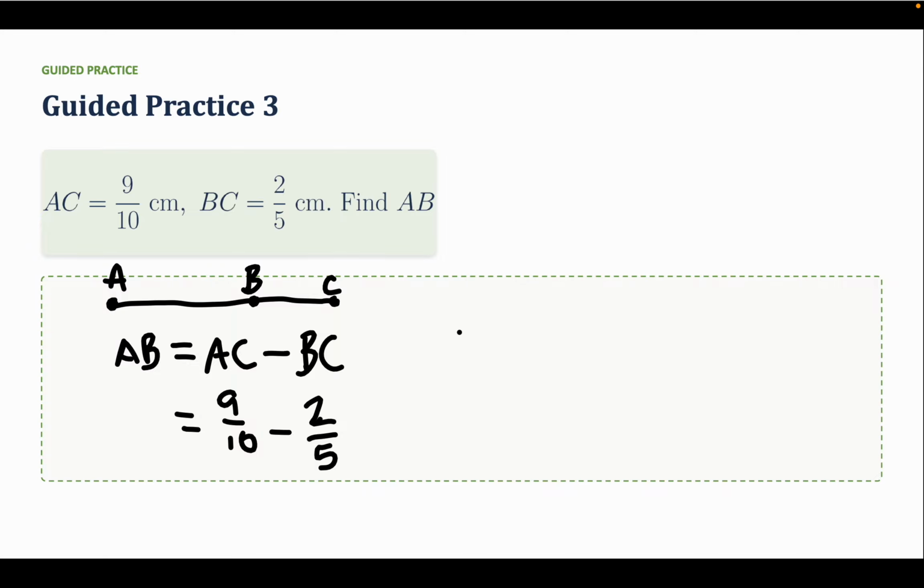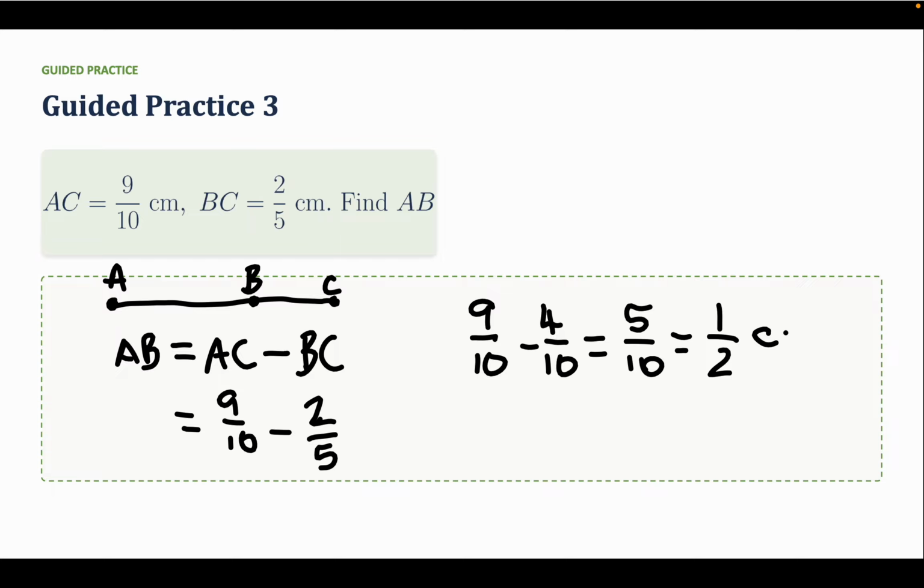Okay, we need common denominators, which is 10. So we'll do 9/10 minus 4/10, which equals 5/10. And can we reduce this? Yes, we can. They're both divisible by 5, so that's going to end up being 1/2. So segment AB equals 1/2, and we always want our units. We're talking about centimeters, so 1/2 a centimeter.